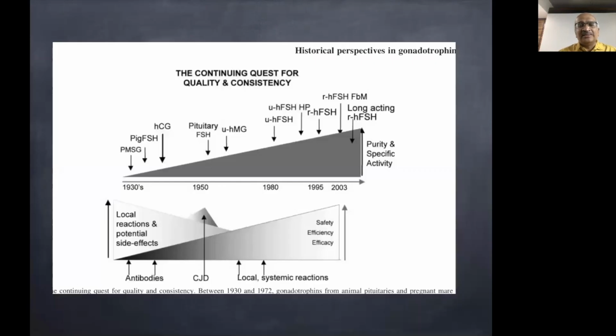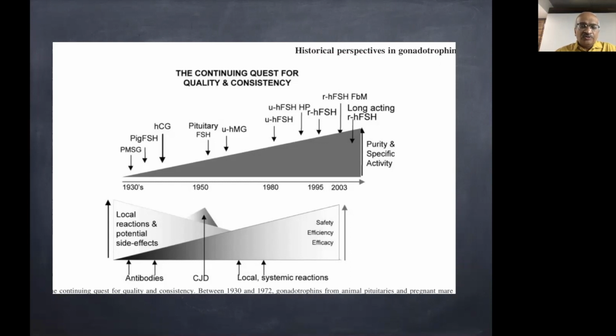So this is the whole evolution of gonadotrophins, which we have witnessed over the last several decades. From 1995 to 2003, there were various studies on recombinant FSH, and from 2003 onwards, recombinant FSH was made available, and now even Corifollitropin Alpha is available in the Western world, which is a long-acting FSH drug. Probably it should be available to us soon.